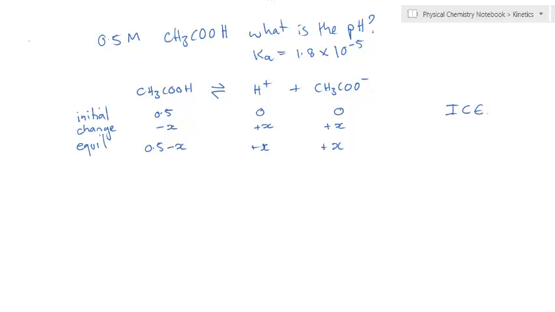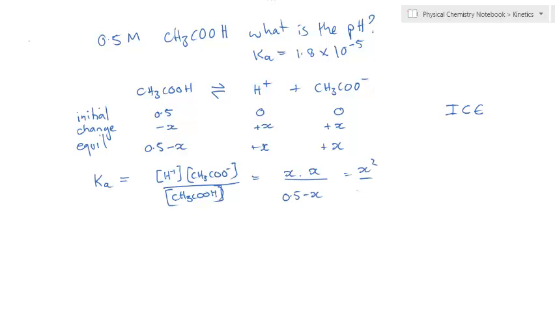Why? Well, you can see how all your concentrations change. So we can set up an equilibrium equation for this. Our Ka in this case is going to be the products, H plus, CH3COO minus acetate, over the acetic acid, CH3COOH. And those square brackets mean concentration. So we substitute in the values that we have. We have X and X, so X times X, all over 0.5 minus X. So that's X squared over 0.5 minus X.